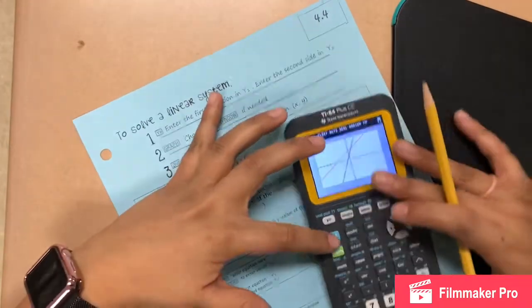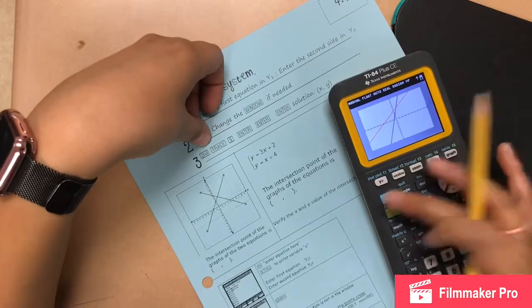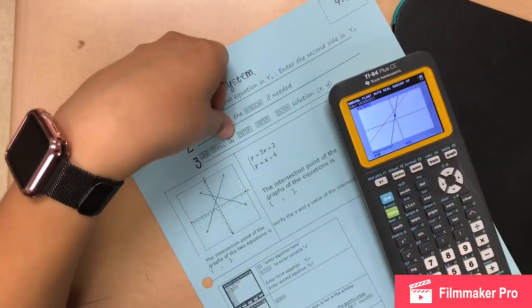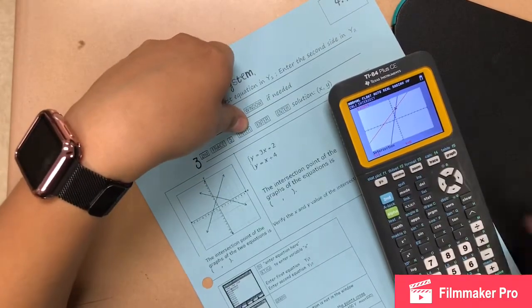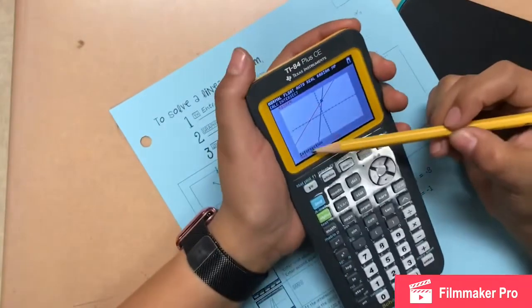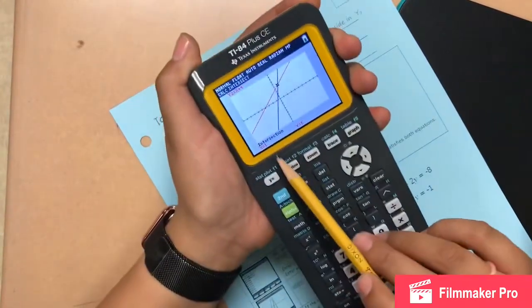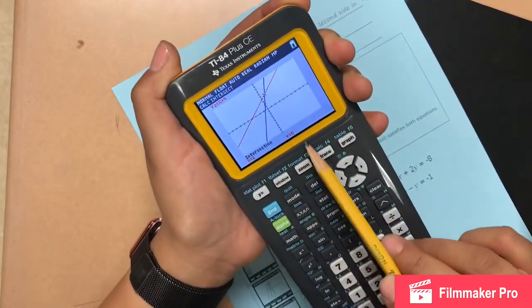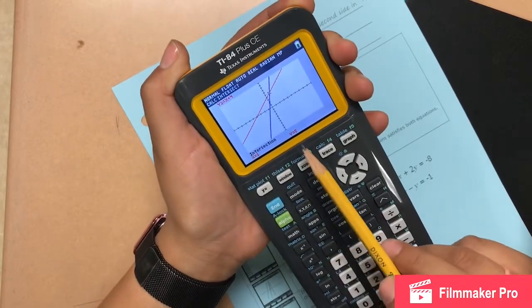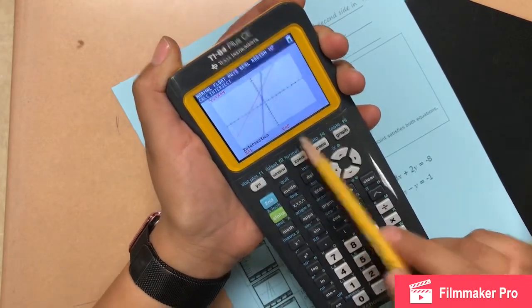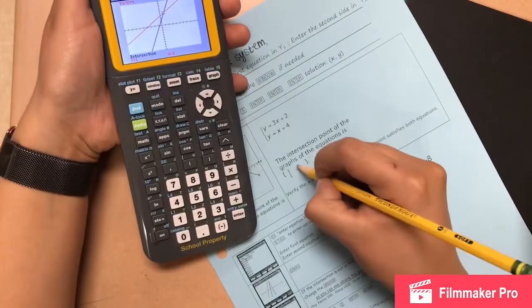Since I can see both and I can see where they intersect, we're going to tell the calculator to find that coordinate with a 5-button combination. It's on these notes: second, trace, 5, enter, enter, enter. And we've told the calculator to find the intersection. At the bottom of the screen, the coordinate of that intersection is 1, 5. So there's my answer.